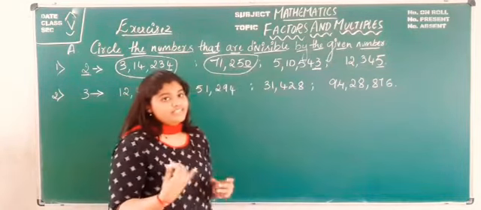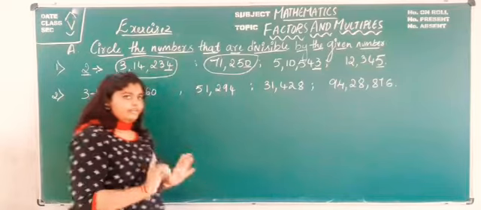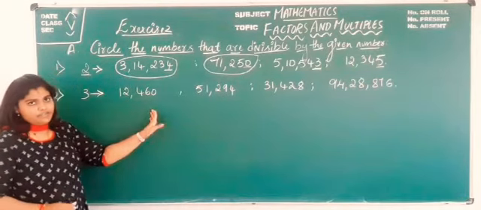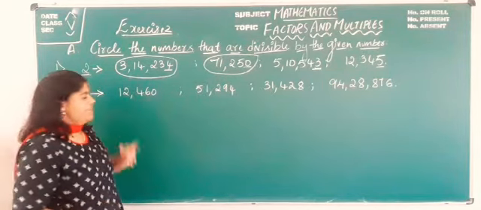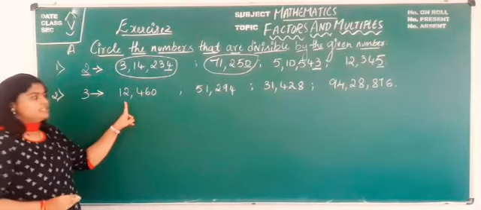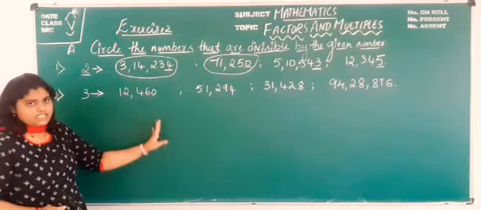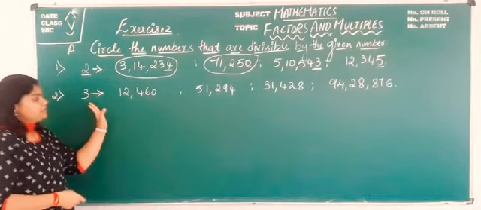Yes, the sum of all the digits should be divisible by 3. The sum of all the digits in the given number should be divisible by 3. Then only the given number will be divisible by 3. So here the first number is 12,460. So we know the divisibility rule for number 3.